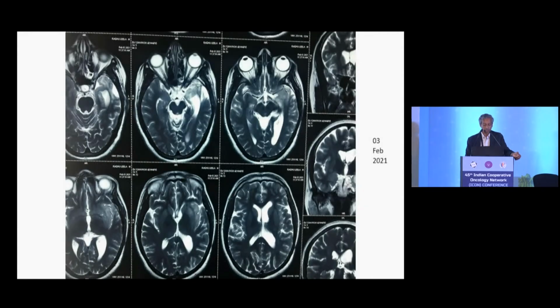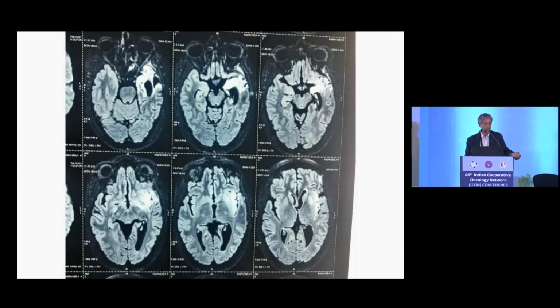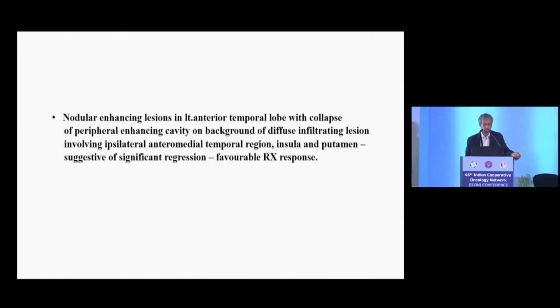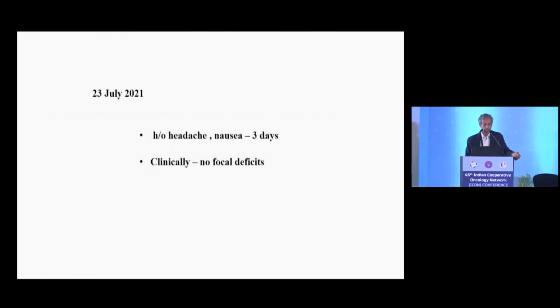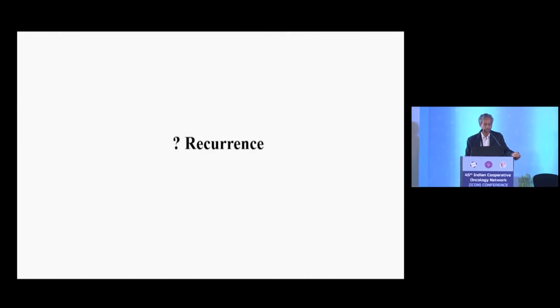So this patient on 3rd February in the follow-up 2021, these are the scans, and since we don't have any radiologist here, I will just read out the report. This MRI showed nodular enhancing lesions in the left anterior temporal lobe with collapse of peripheral enhancing cavity on the background of diffuse infiltrating lesion involving ipsilateral anteromedial temporal region, insula, putamen, suggestive of significant regression, favoring treatment response. So 23rd July, this lady came with headache, nausea for 3 days. Clinically, she had no focal deficits. So we are dealing with probably a recurrence.